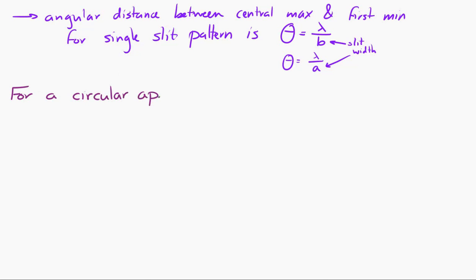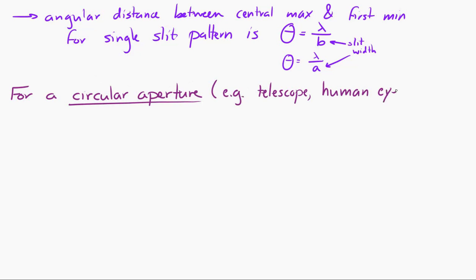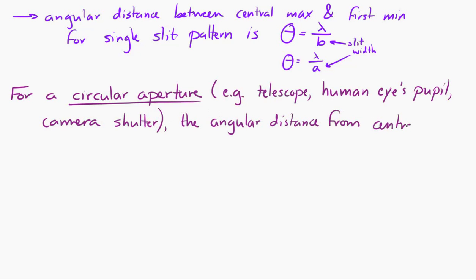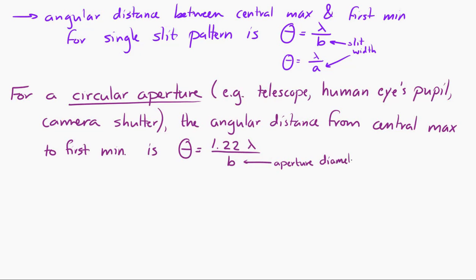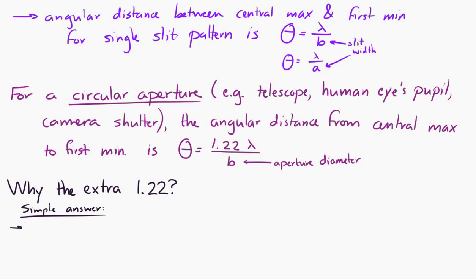Turns out that if we have a circular aperture, like for a telescope or for the human eye or for a camera shutter, the angular distance from the central maximum to the first minimum is given by theta equals 1.22 lambda over b, where b is the aperture diameter. So there's this extra 1.22 when we talk about a circular aperture. Why? Well, the simple answer is because it's a circle and circles behave differently than slits.